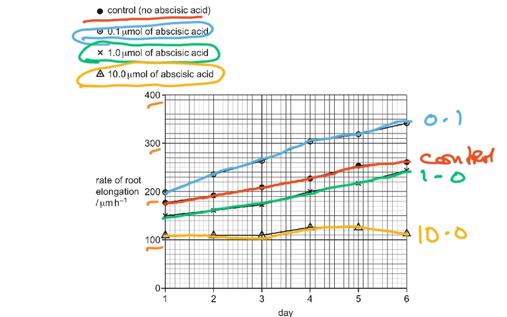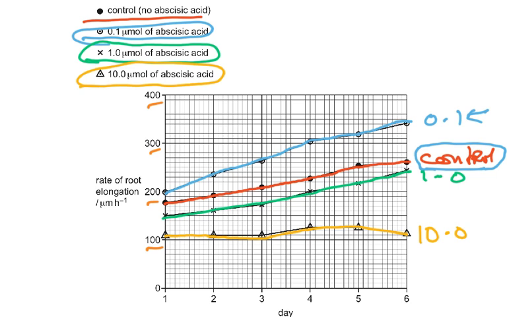Now, let's look at the describe. What is the answer? 0.1 gives a higher rate compared to the control. You can see this one, 0.1 is more than the control. This is the control, so 0.1 gives a higher rate compared to the control, which is the normal one.